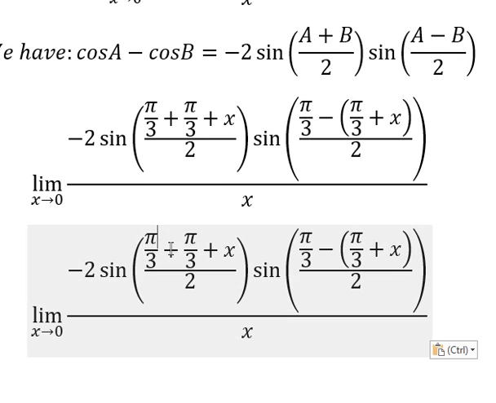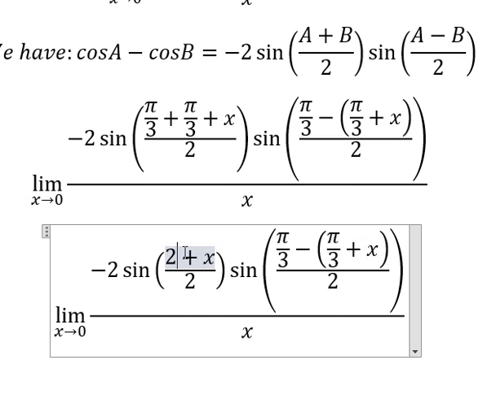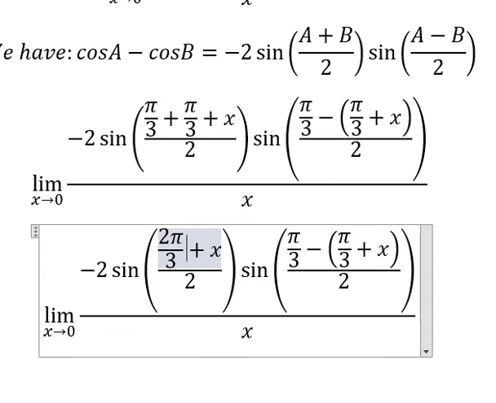So this one we have 2b over 3. This one b over 3 minus b over 3, they cancel. Negative with s, we have negative s.